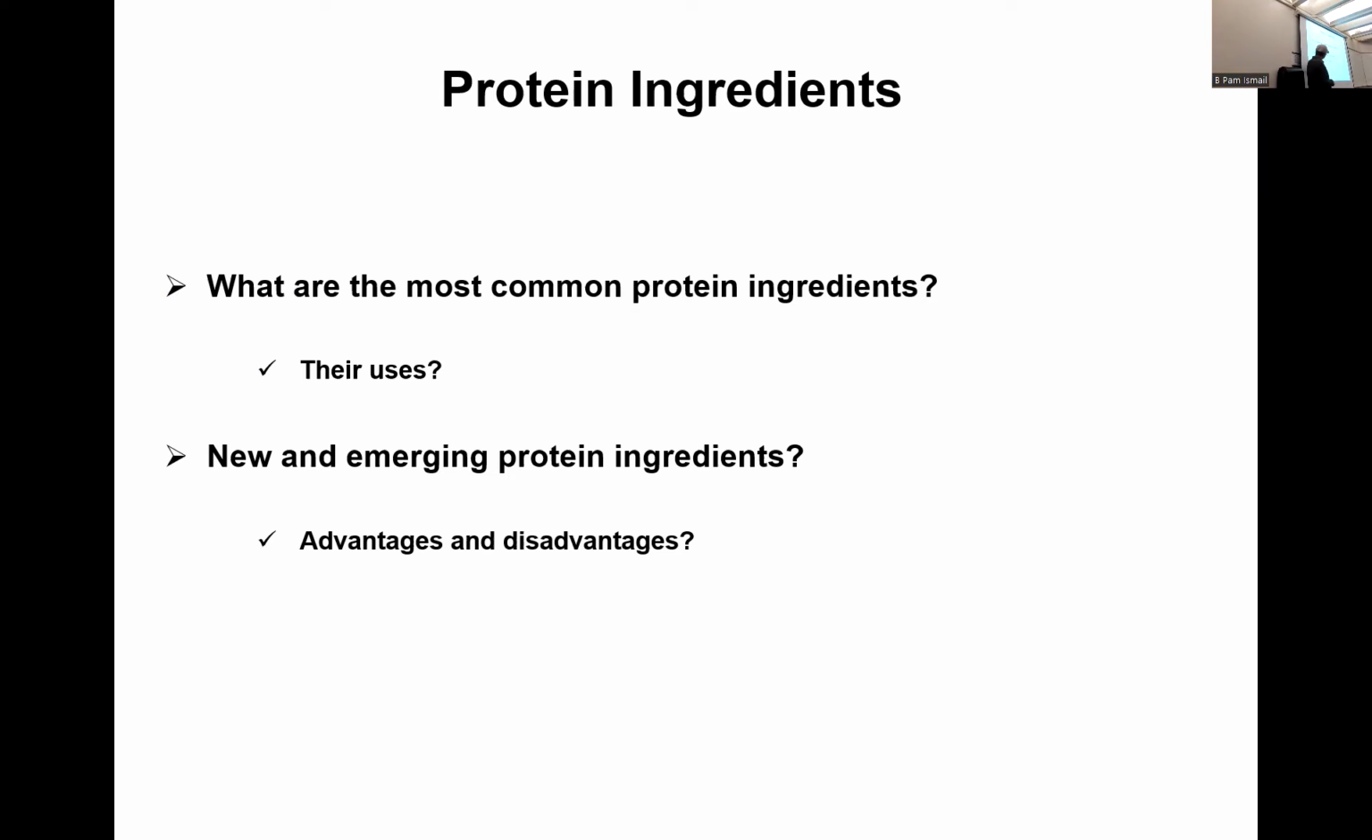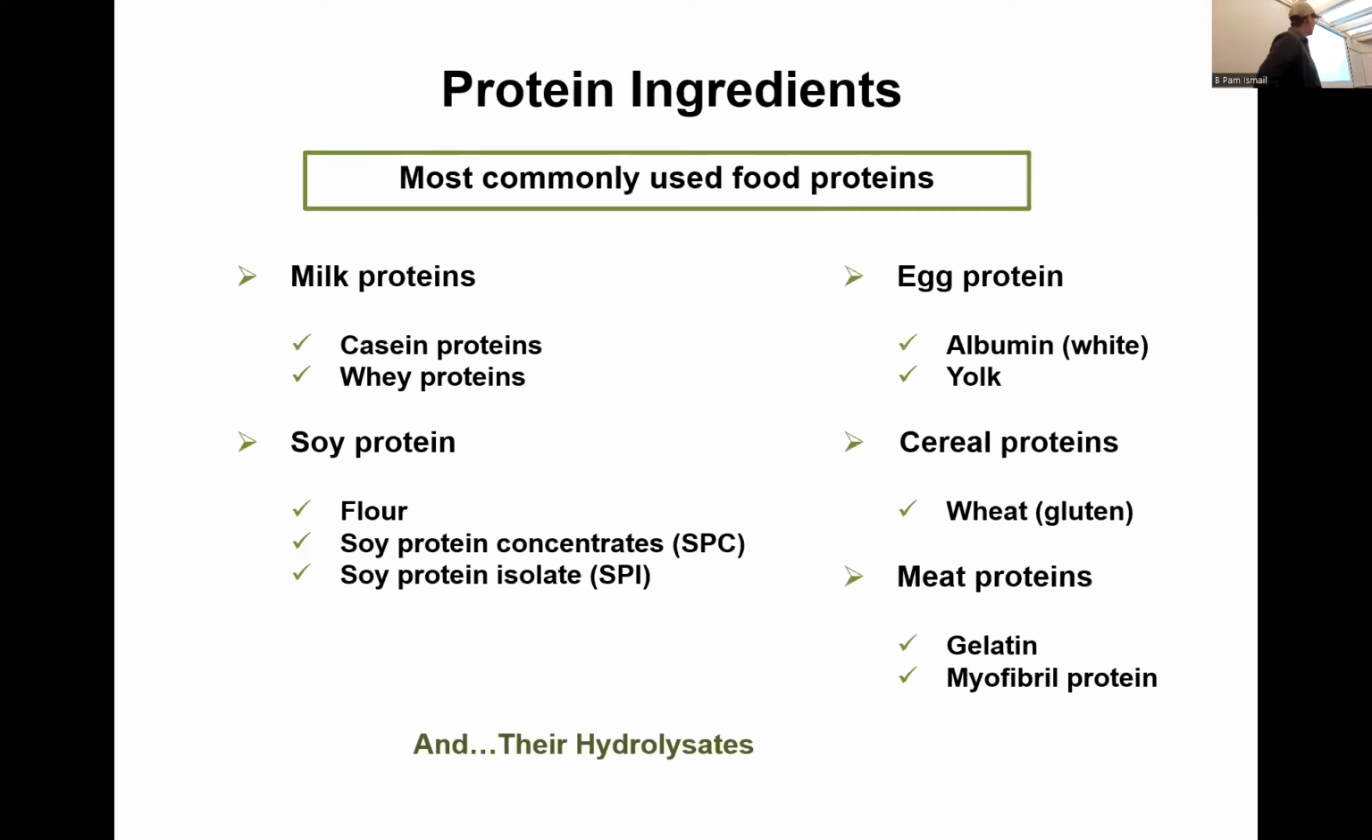A new and emerging, we have a lot. What else? Oil seeds, new oil seeds, alfalfa, hemp, oats, pennycress, camelina, you name it. So these are your common ingredients that we'll talk a lot about, and we'll kind of set the stage of how they function and why they function the way they function.